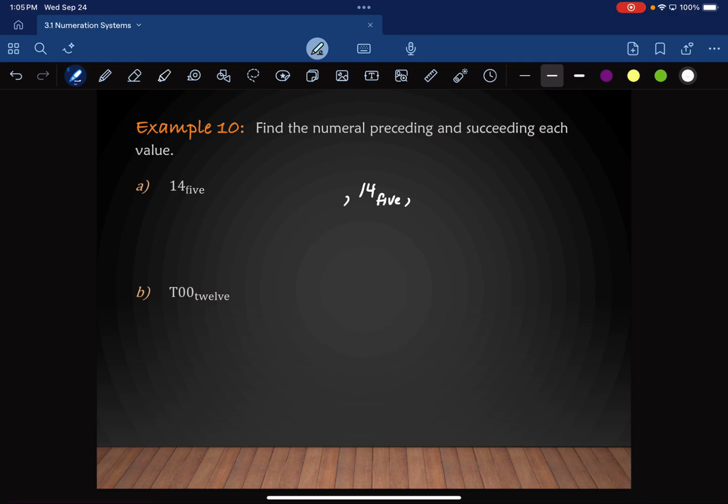Which one is the simple one that you can tell for sure on this one? Do you know? Is it easy to find the number that comes before? What is it? 13. It's 13. So the number that comes before this one is a very straightforward one. Okay, before 14 is 13. The number that comes after is not.